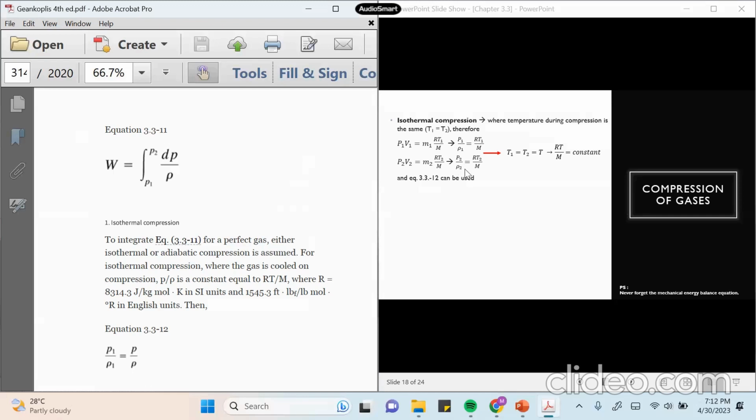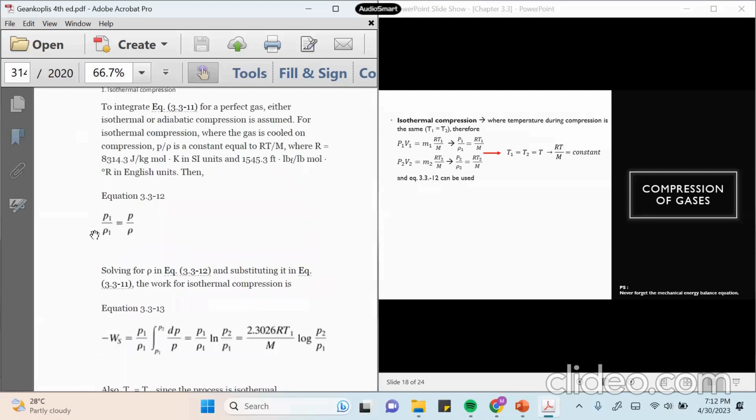we use this equation, the equation with density in it, equals RT2 over M. Now, since T1 equals T2, or equals T, then RT over M is constant. That's why equation 12 can be used: P1 over density 1 equals P2 over density 2. Or in a more general manner, P1 over P2 equals density 1 over density 2.